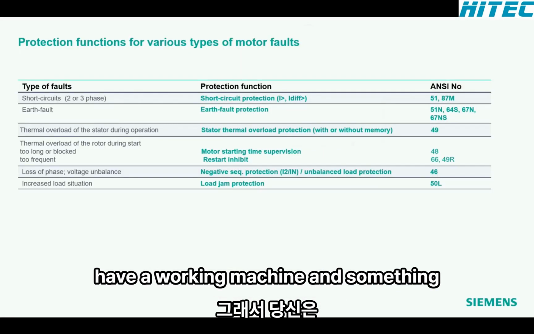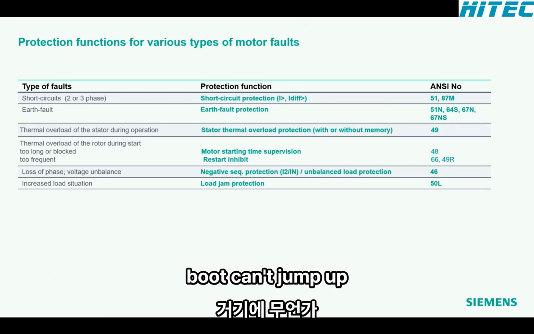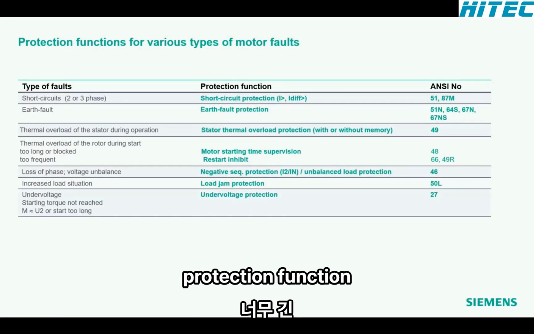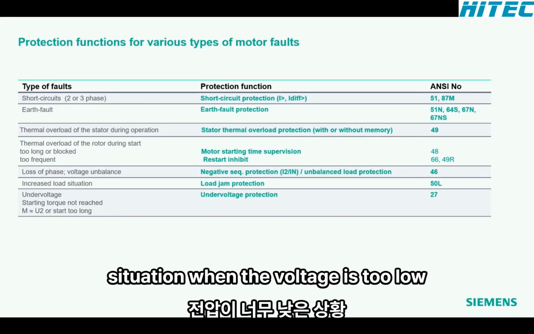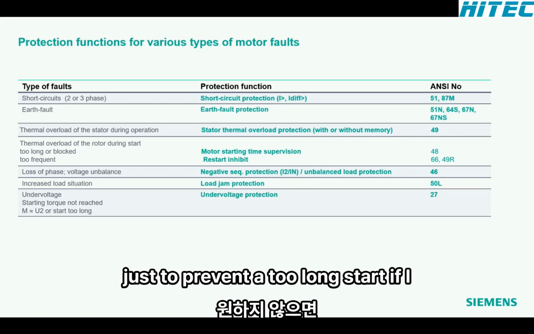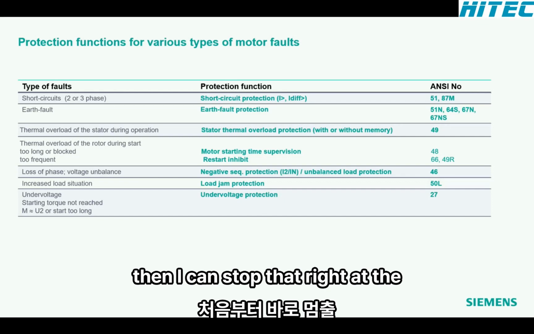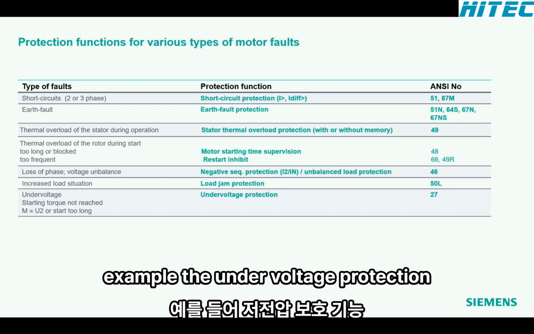So you have a working machine and something blocks in there, and then suddenly the load current jumps up. For this, we have a so-called load jump protection, and this is basically an overcurrent protection function. Then undervoltage protection for the situation when the voltage is too low, just to prevent a too long start. If I know I cannot start up, then I can stop that right at the beginning. And for this, I have, for example, the undervoltage protection function.